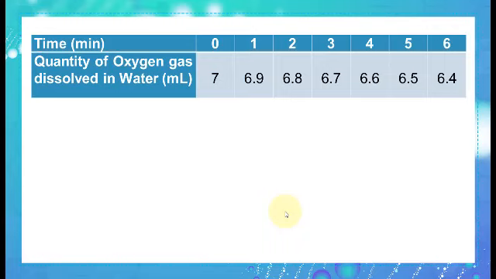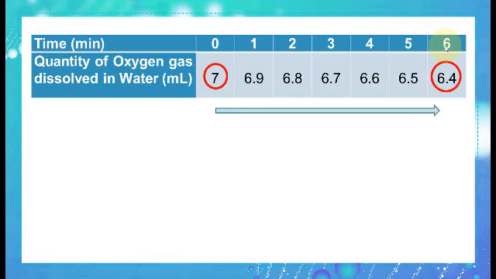Now it's time to analyze the obtained results. How much is the quantity of oxygen gas dissolved in water at the beginning of the experiment? It is 7 milliliters. How much does it become at the end of the experiment? It becomes 6.4 milliliters. So how does this quantity vary? Does it decrease, increase, or remain constant? Yes, it decreases.